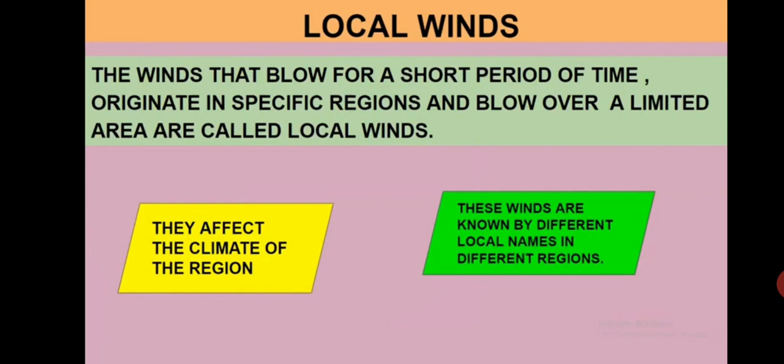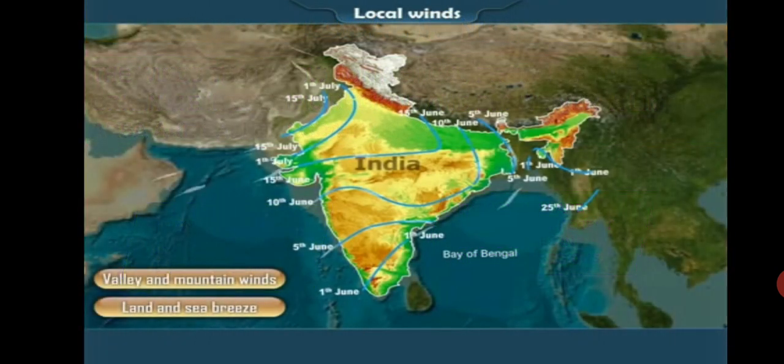Wherever they blow, they affect the climate of that particular region. These winds are known by different local names in different regions where they blow. So let's have a look at local winds. To begin with, local winds can be divided as following: valley and mountain winds, land and sea breeze.